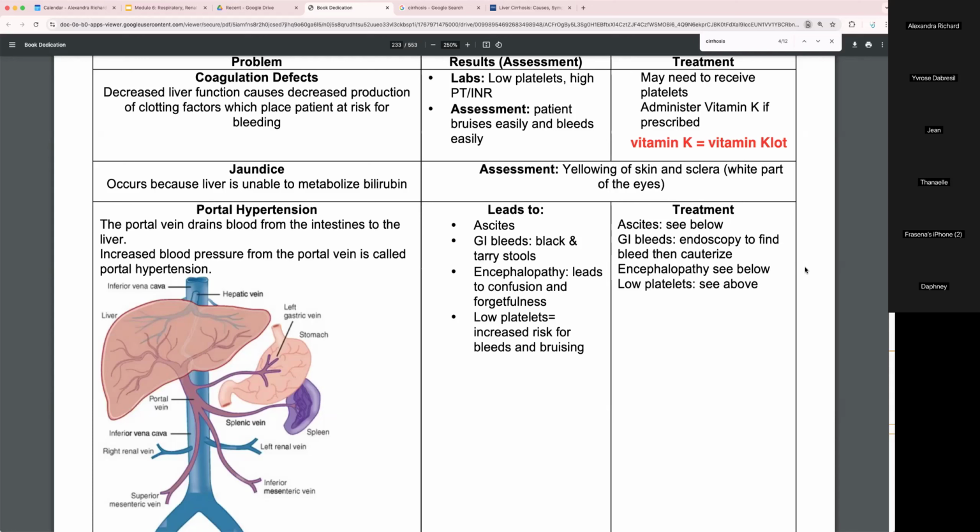But if the jaundice is because of cirrhosis, the liver is so damaged, there's usually nothing you can do as a nurse about it. And it's not really a safety issue. It's more of a psychological issue, because of a change in body image. So the skin and the sclera, which is the white part of the eyes, can turn yellow. So that's something to be aware of, and it's something to educate the patient about.